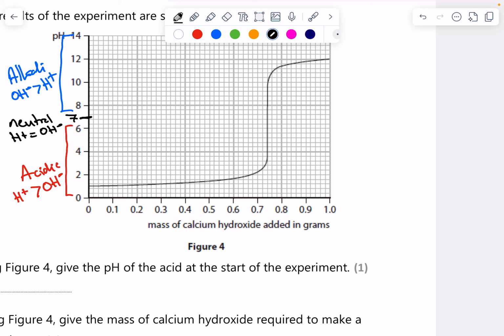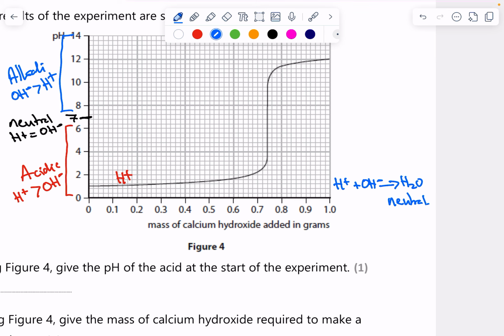So, at the beginning, we only have acid present, which means that we have H+ ions. As the reaction goes on, we're adding more and more hydroxide ions to the reaction. Now, if you remember, H+ ions react with hydroxide ions to form water, and when they do that, it forms a neutral solution.